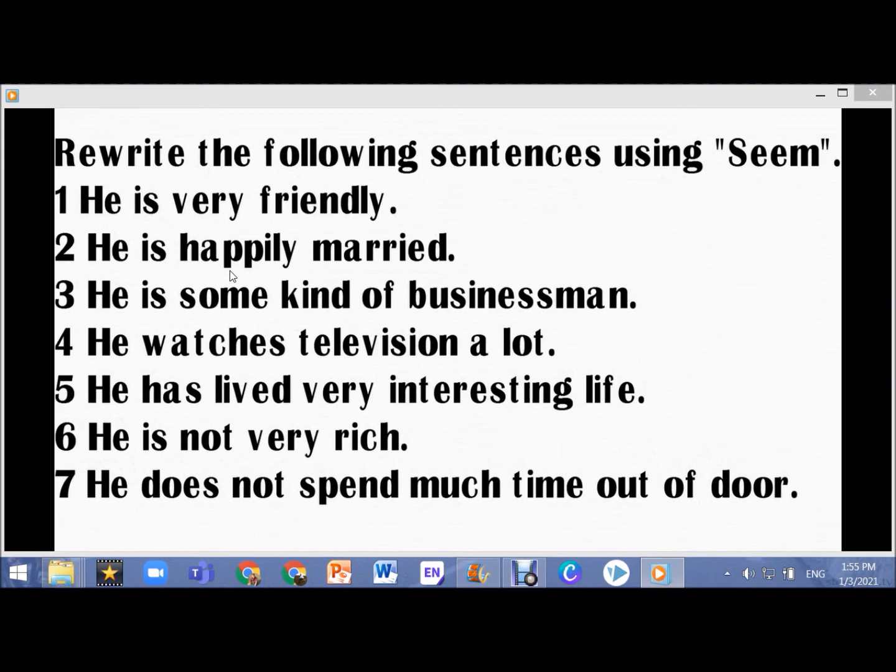If negative, you find any questions there, you need to write do not or does not on the basis of the subject, whether do or does. And the last one is, he does not spend much time out of doors. Does not spend much time means what? Already does not is there, so you need to write he does not seem. Here, after writing does not or do not, there should be verb 1. So, he does not seem to spend much time.